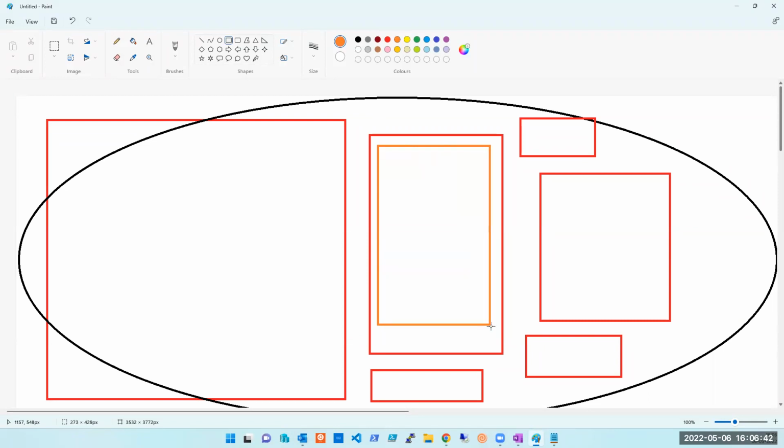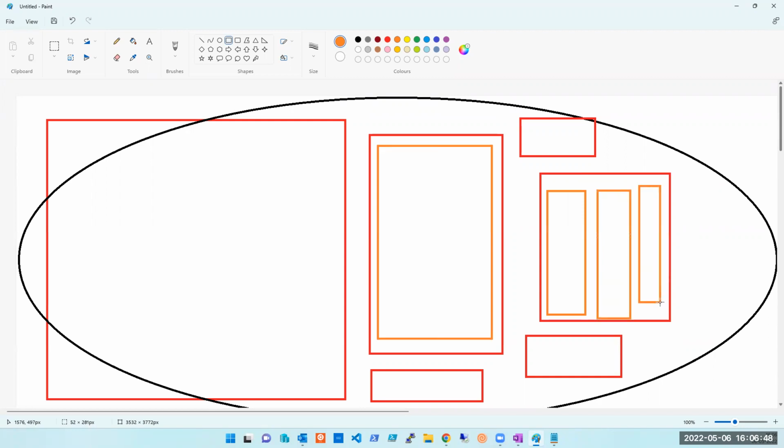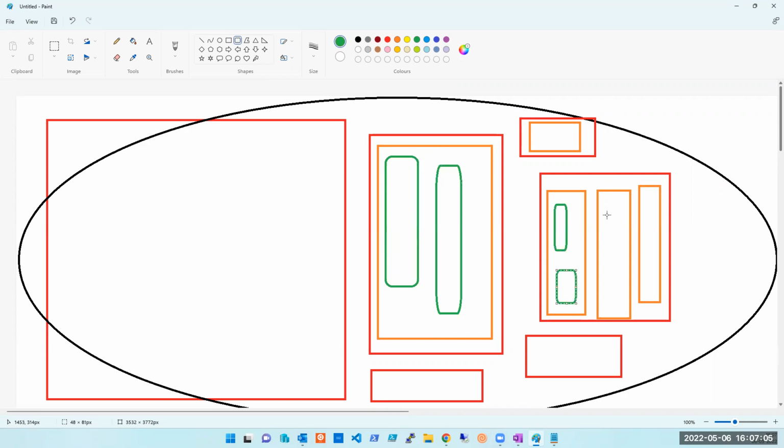Within tenant, what do we have? We have subscription or subscriptions, right? Multiple subscriptions we could have, or we could have a single subscription. Then within subscription, what do we have? What is the next hierarchy under subscription? Resource groups, right? So we have resource groups. And under resource groups, what do we have? Resources: your virtual machines, your network, your storage, your website, or anything or everything. These are your resources.